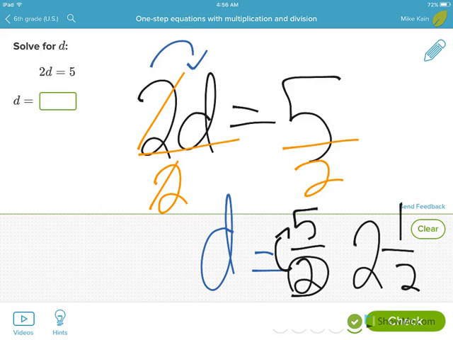But just remember, when you are using properties of equality, you can use the opposite operation to undo a problem to get the variable by itself and solve the equation.